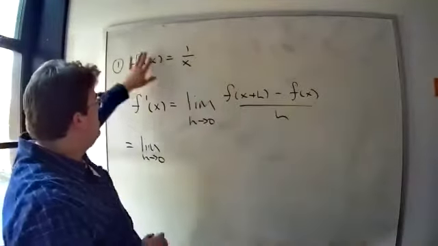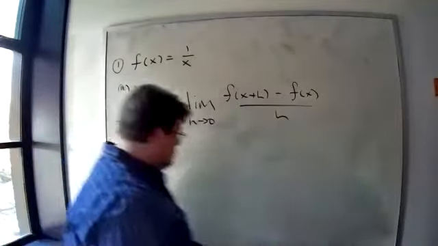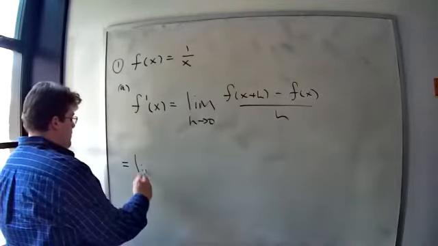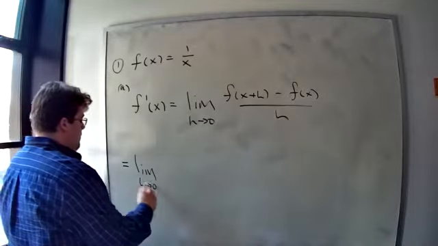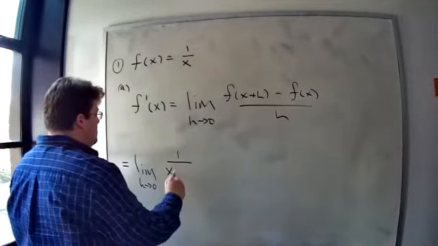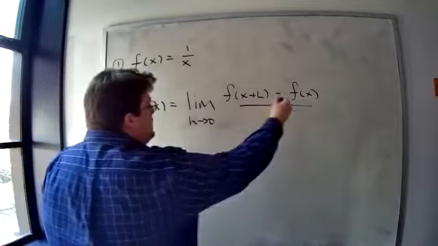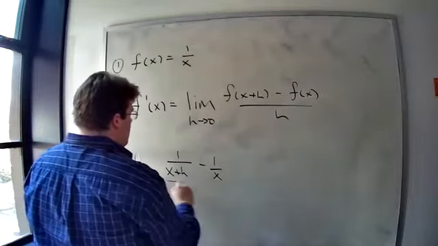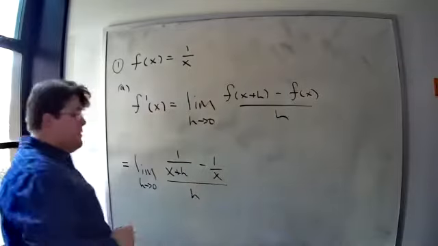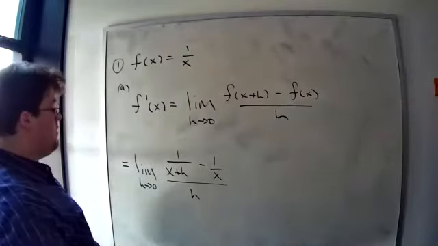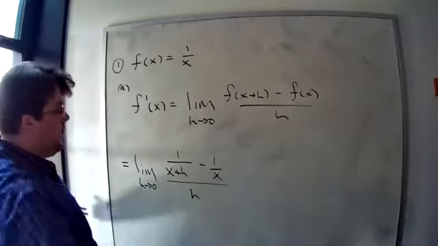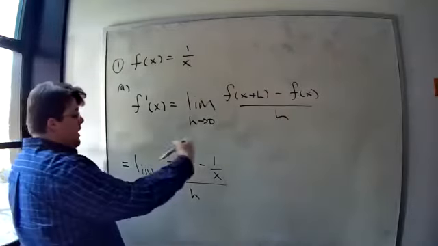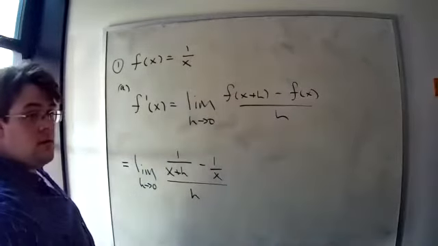So what's f of x plus h? Well, replace all x's with x plus h. So 1 over x plus h minus f of x all over h, and this is still the limit as h approaches 0. So right here, if you try a direct substitution, you will get a 0 over 0.